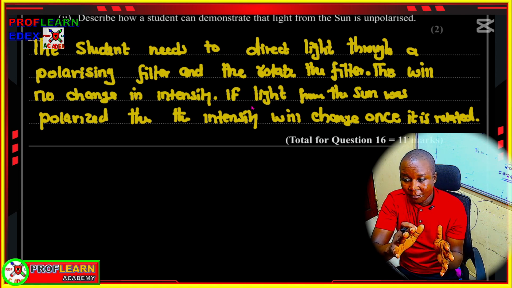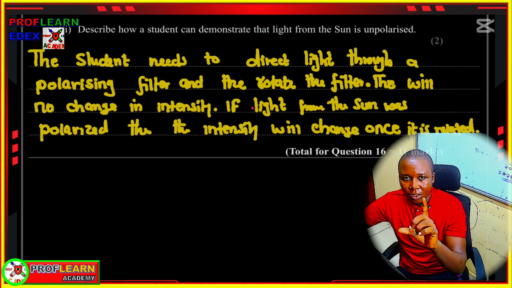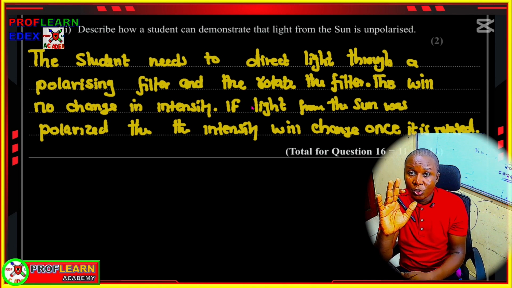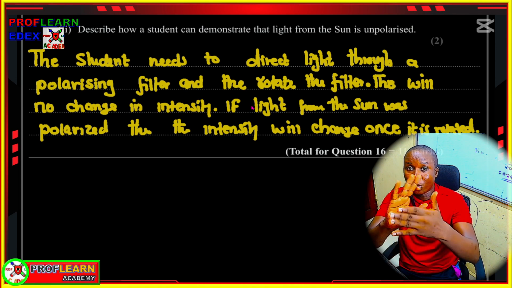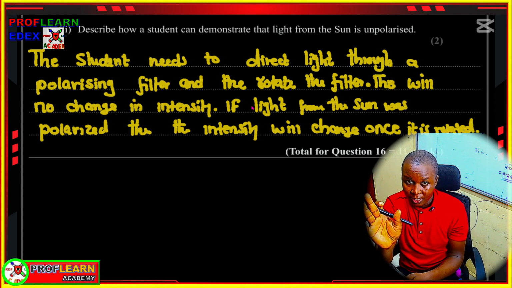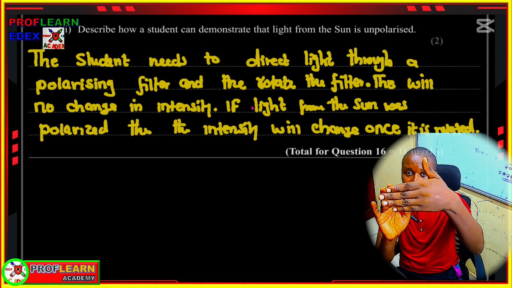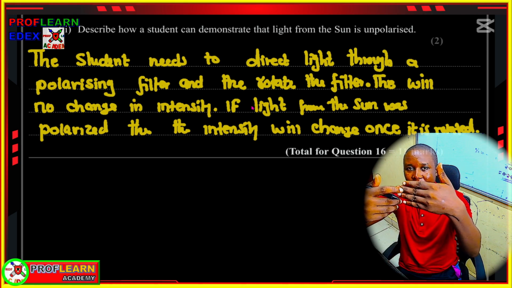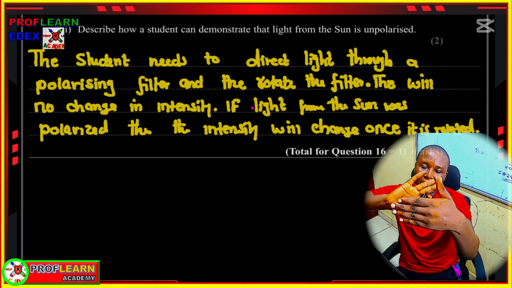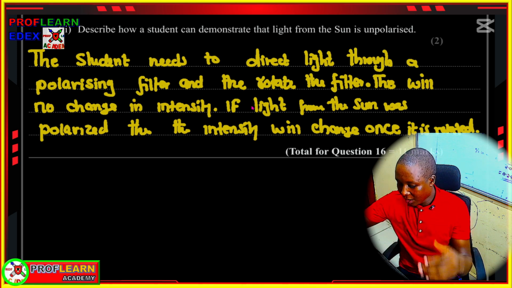The intensity. And something also I need to mention, intensity will only be affected if you are having two filters and you are rotating them. If you are having a single filter for unpolarized light, it will not affect the intensity. But if you have two filters, meaning light will pass one filter, then when you have the second filter and you rotate it, then you are going to change the intensity.